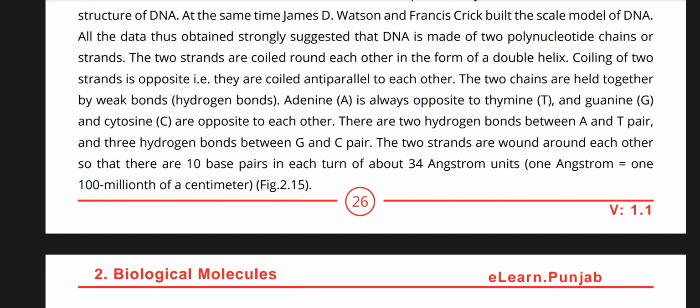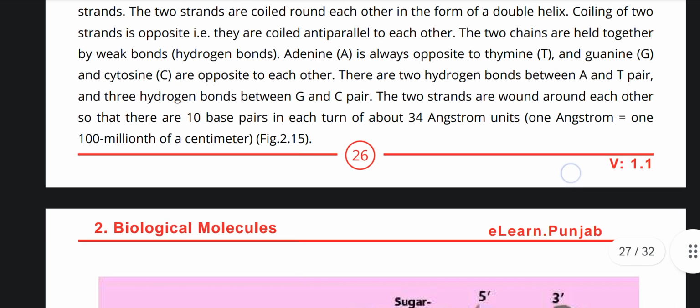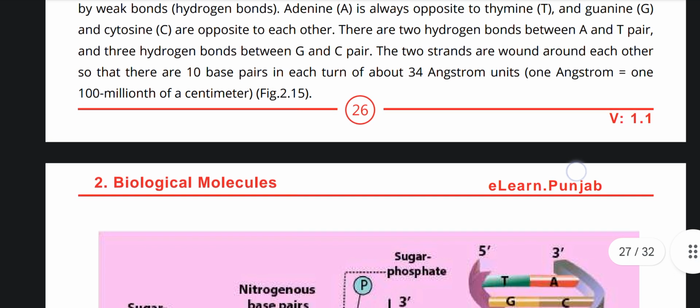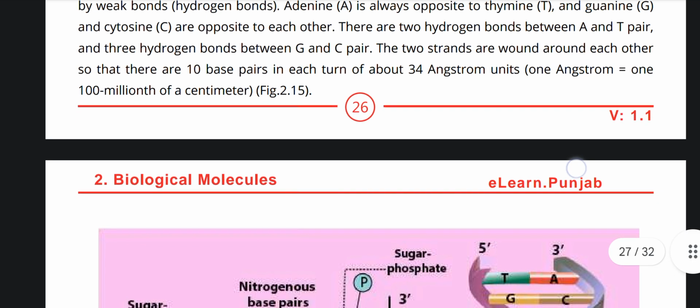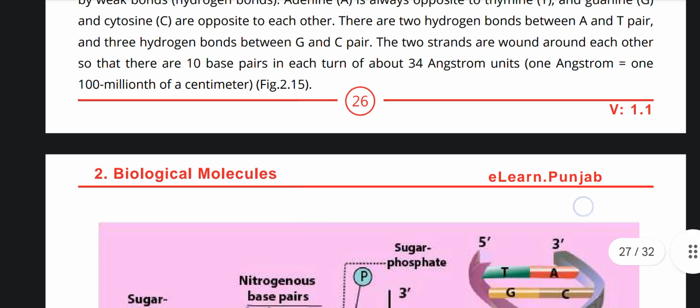Coiling of the two strands is opposite and they are coiled antiparallel to each other. The two chains are held together by weak bonds, hydrogen bonds. Adenine is always opposite to thymine and guanine opposite to cytosine. There are two hydrogen bonds between the A and T pair and three hydrogen bonds between the G and C pair. The two strands are wound around each other so that there are 10 base pairs in each turn of about 34 angstrom units.